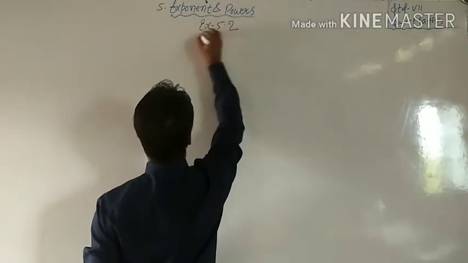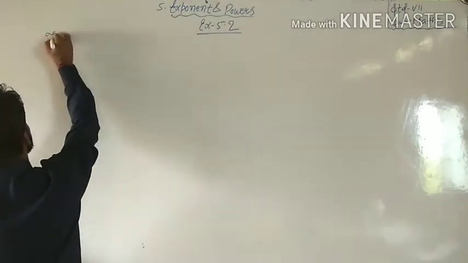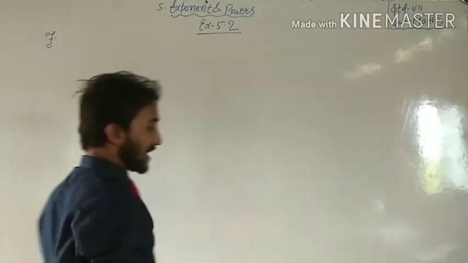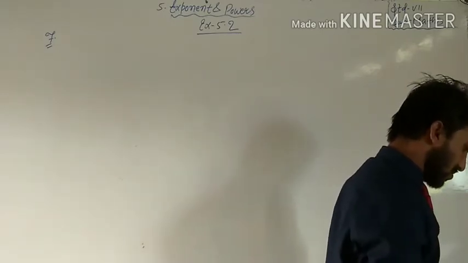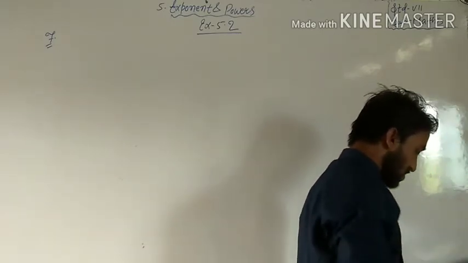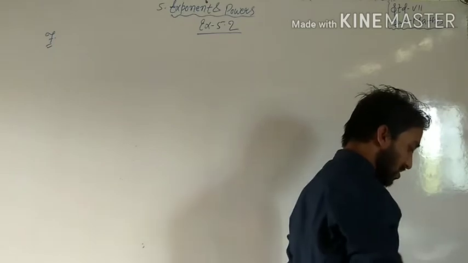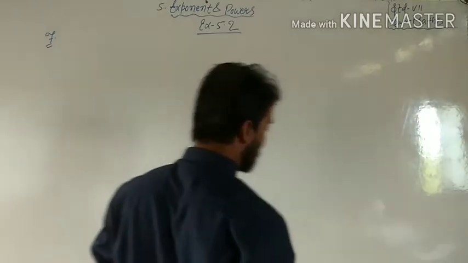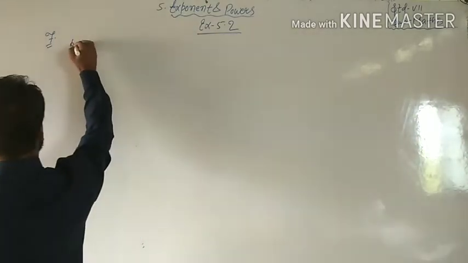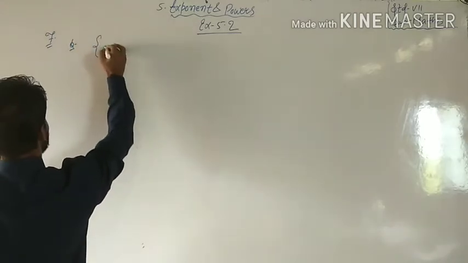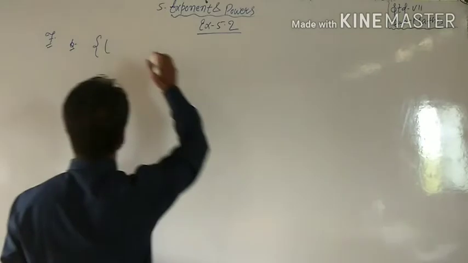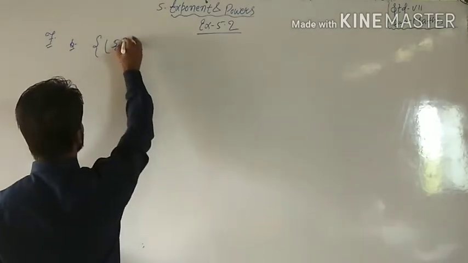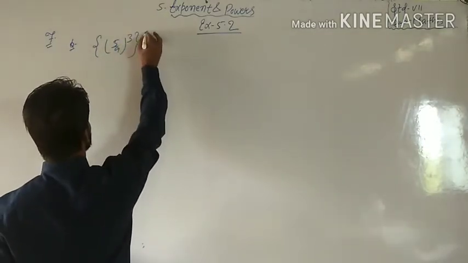5.2, question number 7. Students, as I did in the previous one or two questions, I will solve one or two questions and you solve one or two. First I will try question number B. See how to do question number B: curly bracket (5 by 9) to the power 3, to the power 6.